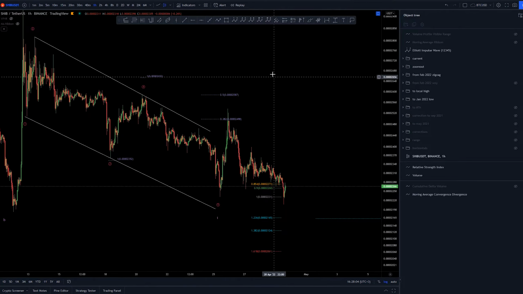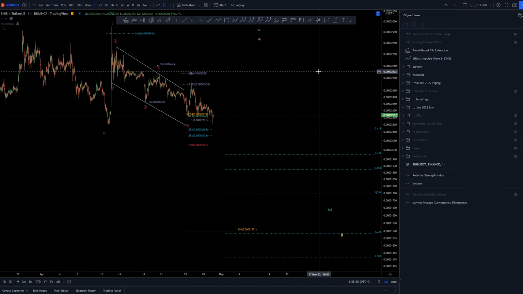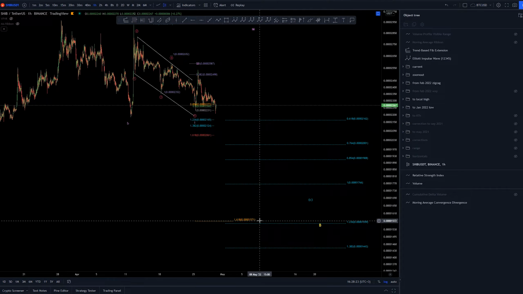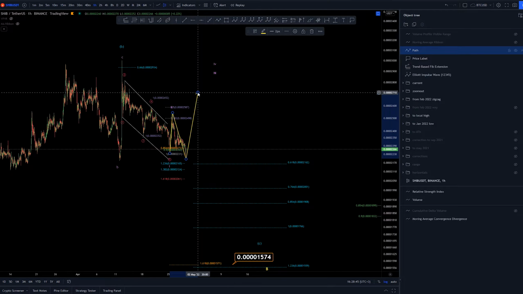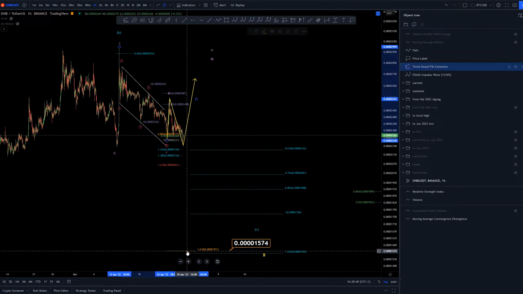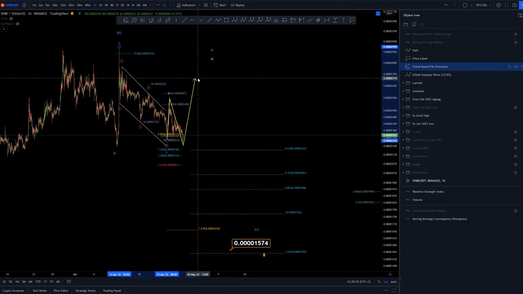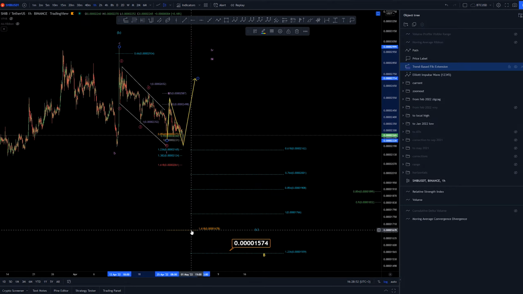Let's take some targets. 1.6, okay, right here. So around 4 zeros and 157. And if we are looking for higher targets, saying again that this is a B wave, the targets for this one are not quite so low. As we get higher, the target here gets higher as well.